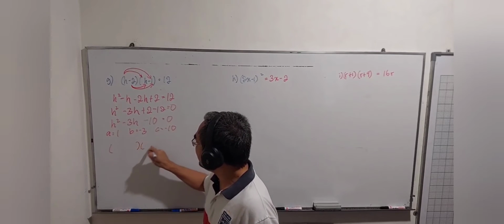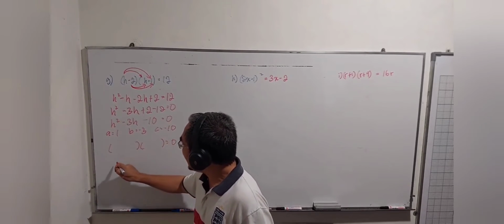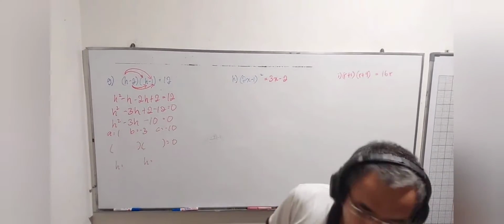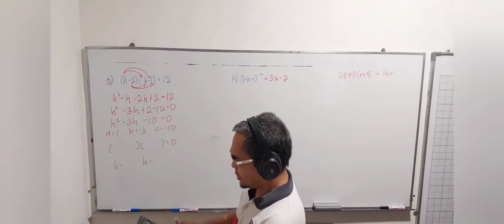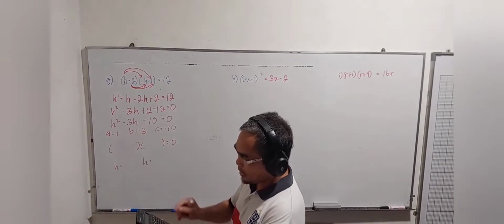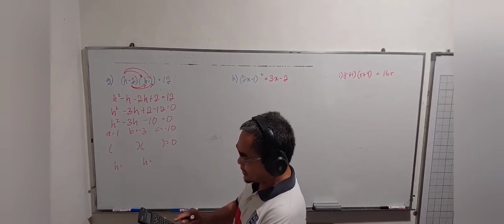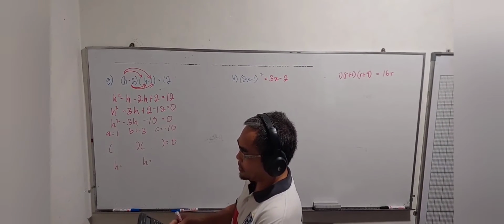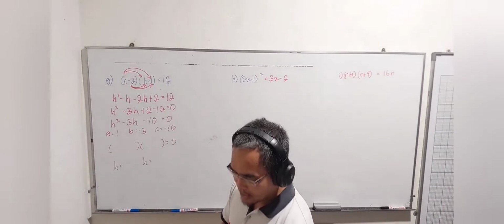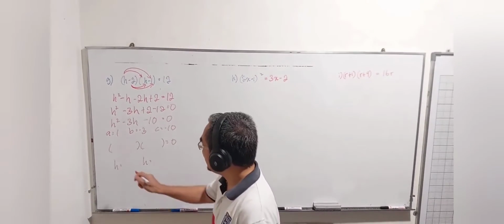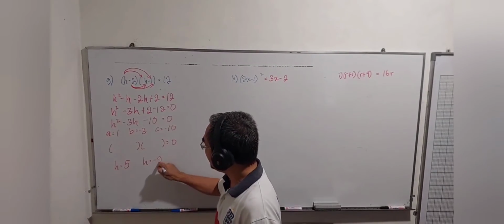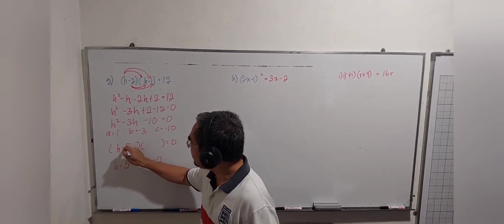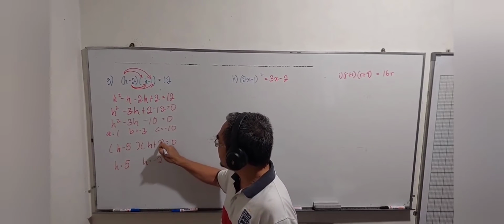Put two brackets, equals 0. And then you should have two values of h. What are those two values? Just use the calculator, asking for a, which will be 1, b is negative 3, c is negative 10. So the first value will be 5, the second value is negative 2. Since the values are whole numbers, the factors are (h − 5)(h + 2).